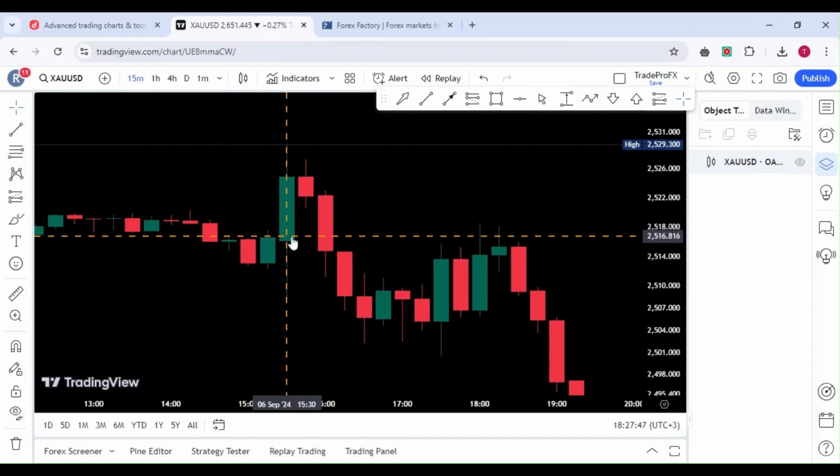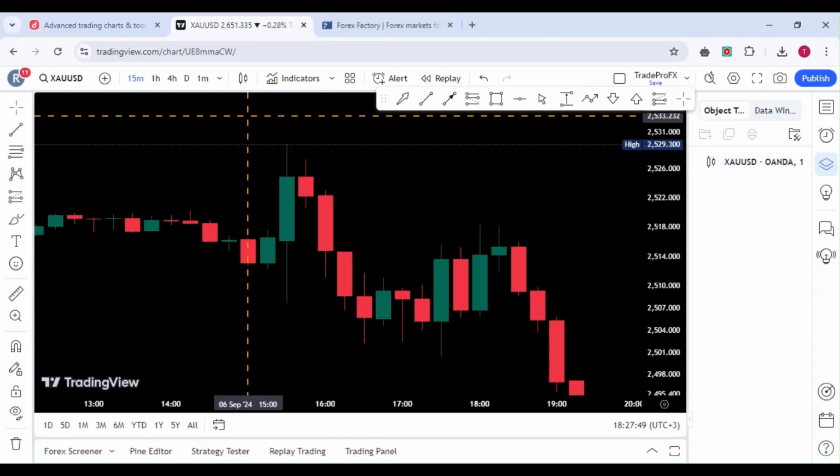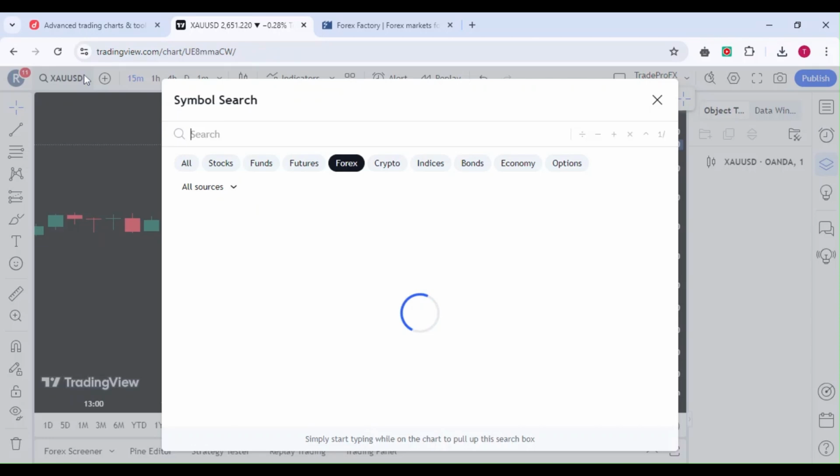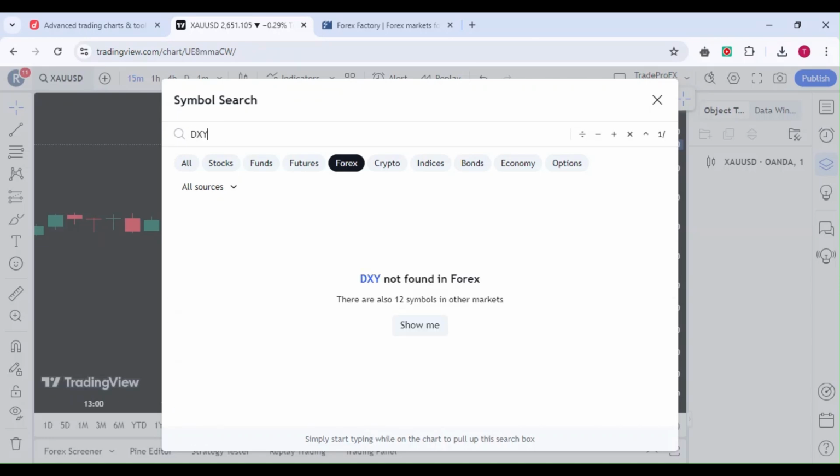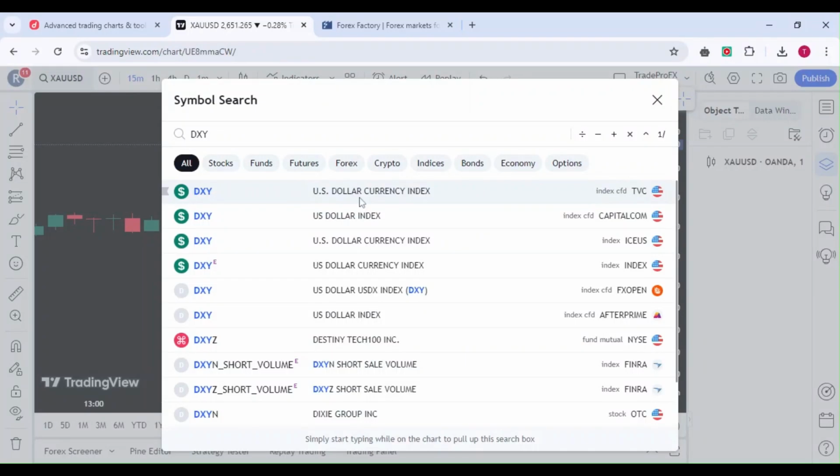So if that was so, there's this thing I want you to understand. There's what we call DXY. DXY represents the dollar, and it moves in the opposite direction. So if DXY on that day went down, obviously what do we expect? That the gold will move up.